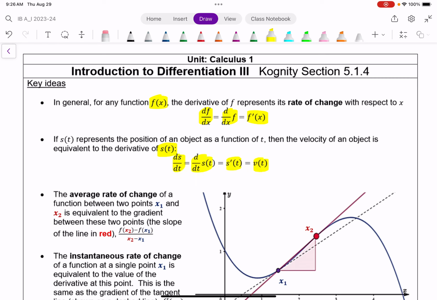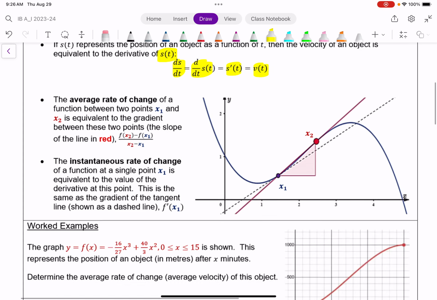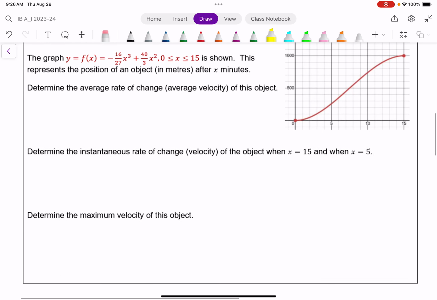And that idea will work, as a fairly common idea. If you've taken some physics, the change in the position relating to velocity is an old idea. But let's look at this. I have a function, and you can see it's been graphed here, this cubic function that only exists between 0 and 15, and it represents the position of an object after x minutes.